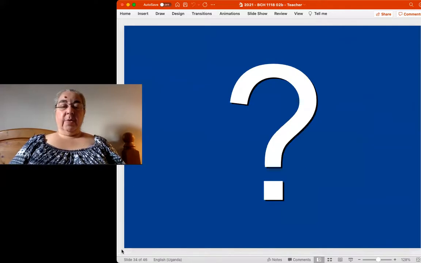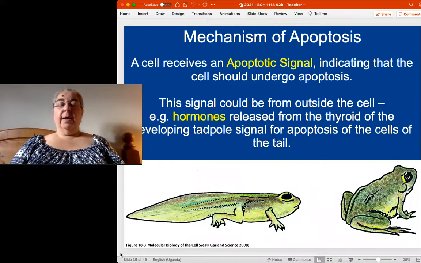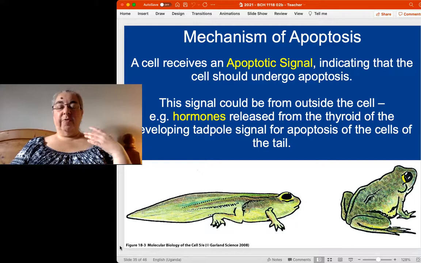Okay, so any questions on why apoptosis is important? Okay, so let's think about how apoptosis actually happens. Let's think about the detailed process of how cells are able to undergo apoptosis. So it starts with a signal that tells the cell that it should go into apoptosis rather than continuing as it is, or even dividing and making new cells.